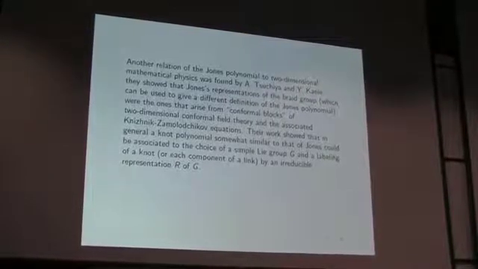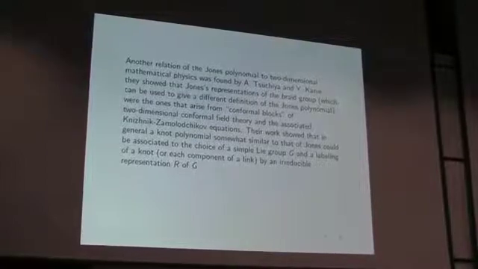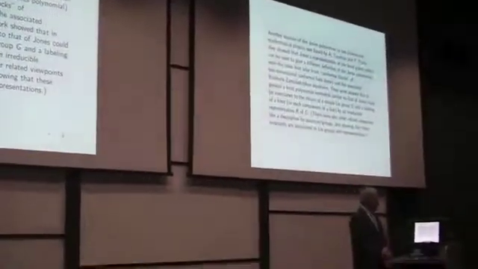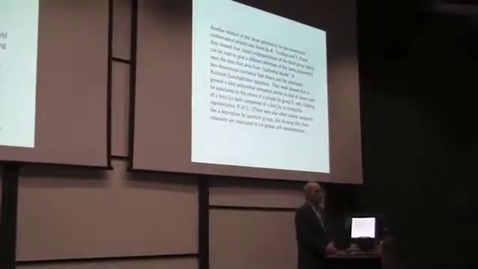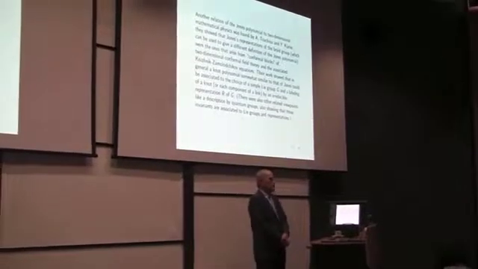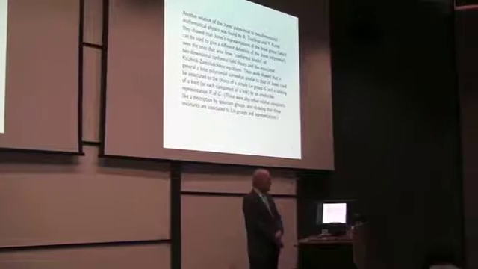They showed that for every simple Lie group G and every representation R, they could construct an analog of the Jones polynomial. So there were, in the same period, other related constructions like quantum groups, which, again, show that the construction ultimately involves a Lie group and a representation.